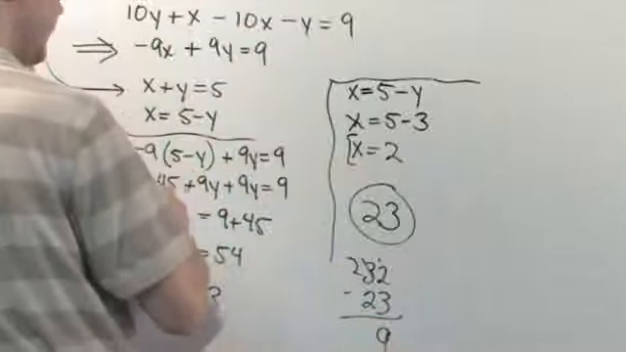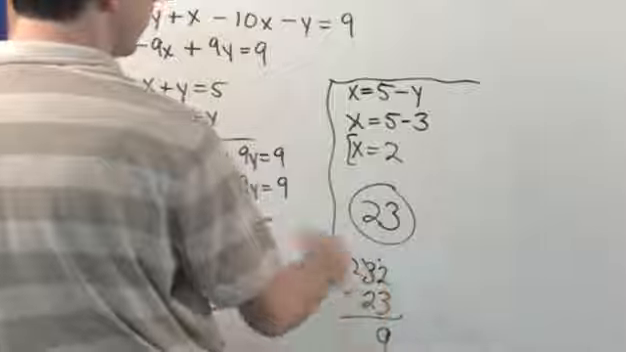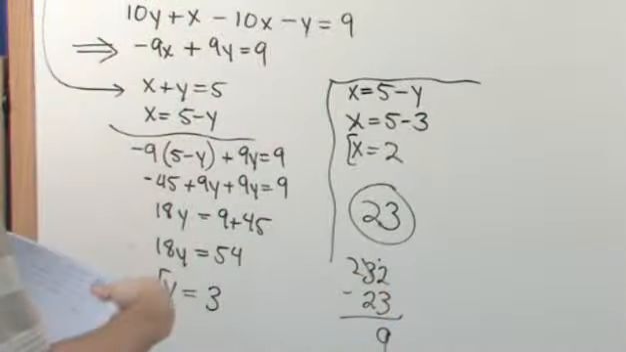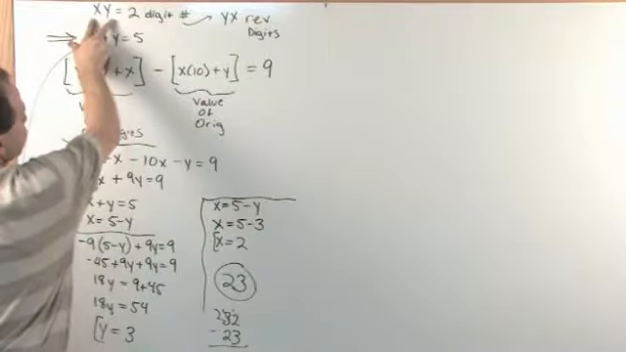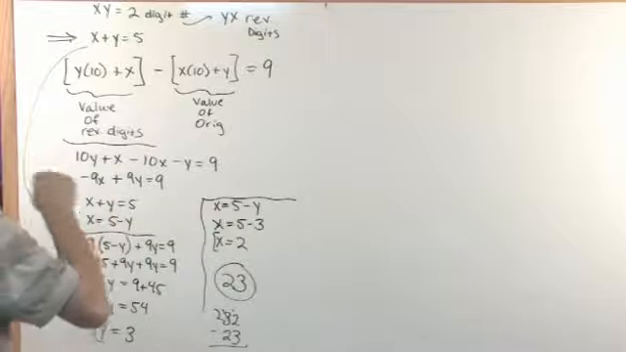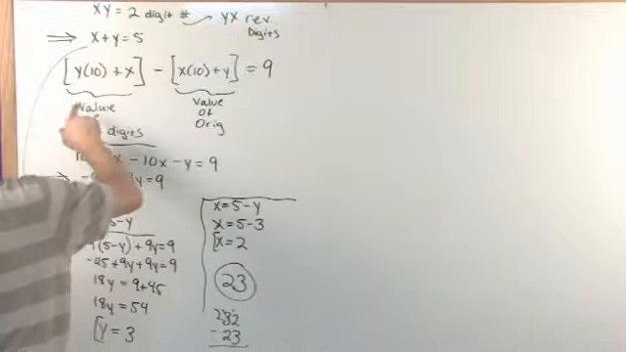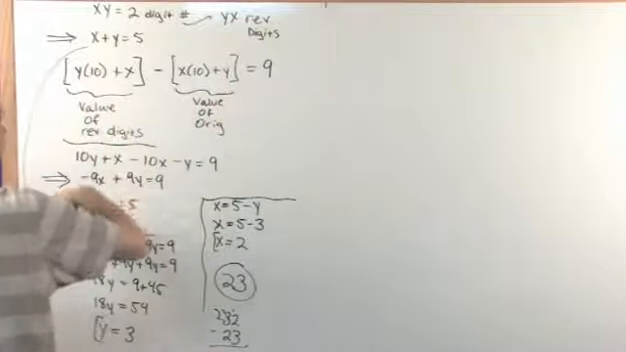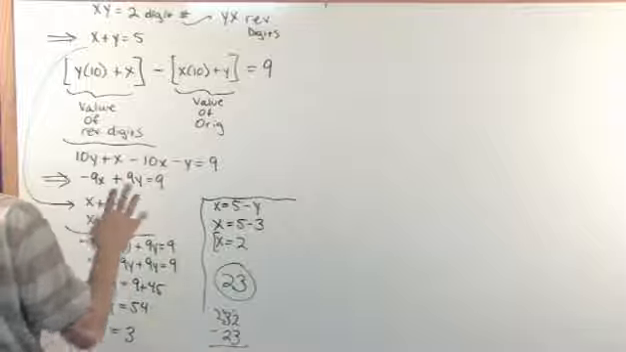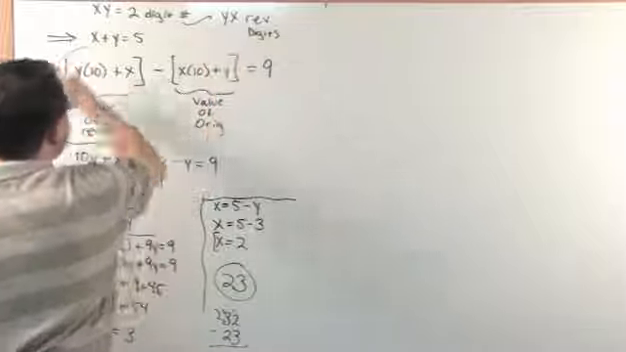So when you reverse the digits, you get 32 minus 23 gives you the 9. So it satisfies both conditions. Let's review the bidding here. A two-digit number, okay? The sum of the two digits is equal to 5. Reverse the digits, and the reversed number must be 9 more than the original.